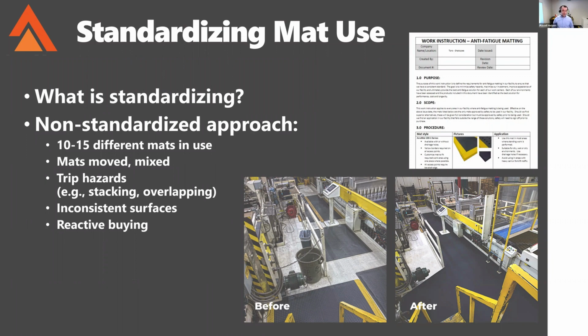It also leads to reactive buying. So whenever a mat is needed, somebody's going to have to do some research and figure out something, and then they may order a completely different mat again from what you've already been using. So that's why standardizing is important. You can actually eliminate a lot of those issues and also eliminate a lot of the decision making for all your people there that may be involved in mat projects. So as you see on the screen, I think there's 4 different mats pictured in this before picture, and the after is just one mat type. So that's what we mean by standardizing.